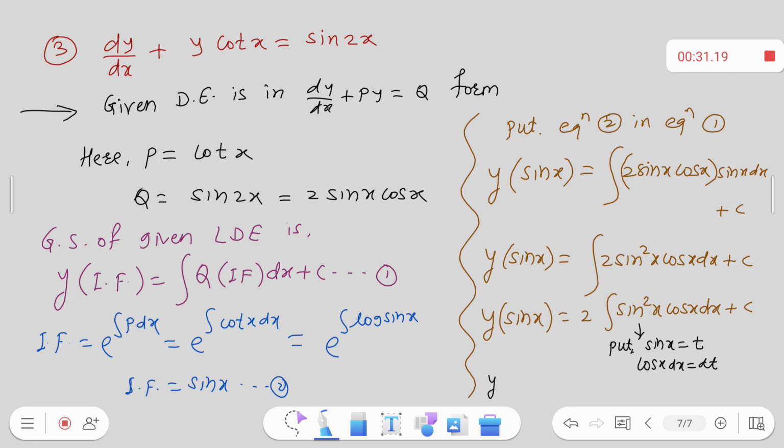After using this substitution, y into sin x is equal to 2 times, here sin x is t, so it is t square, cos x dx is dt, plus some constant of integration c. As we know the integration of t square is t cube by 3. So integrate t square with respect to t, it is t cube by 3, and put again t equal to sin x.